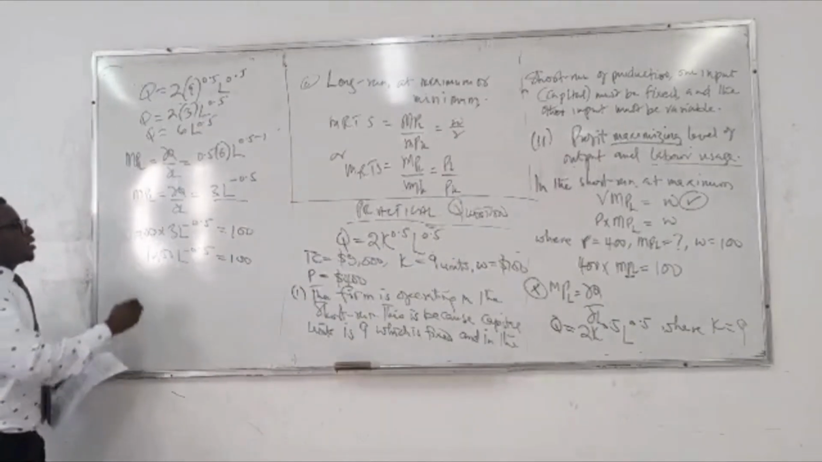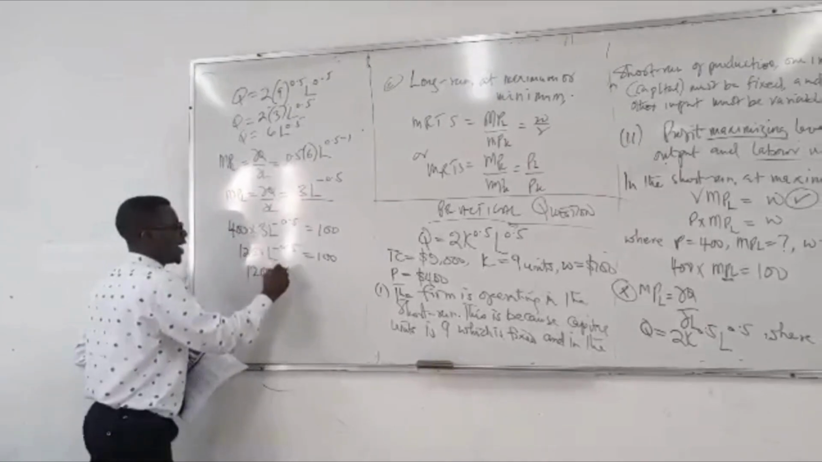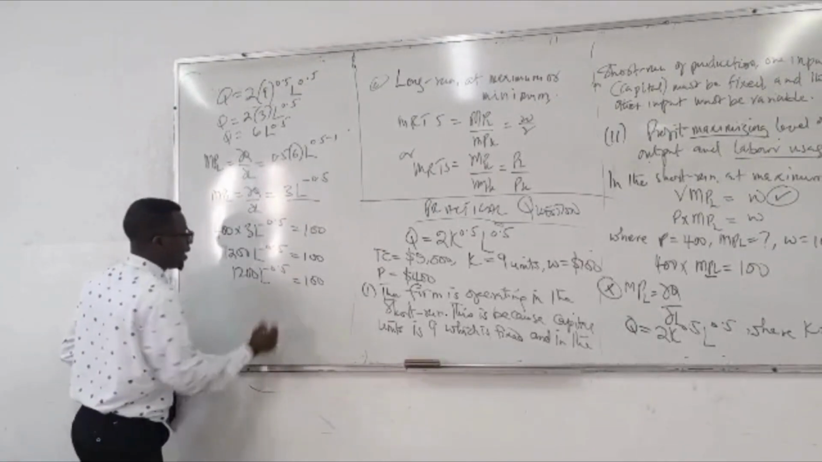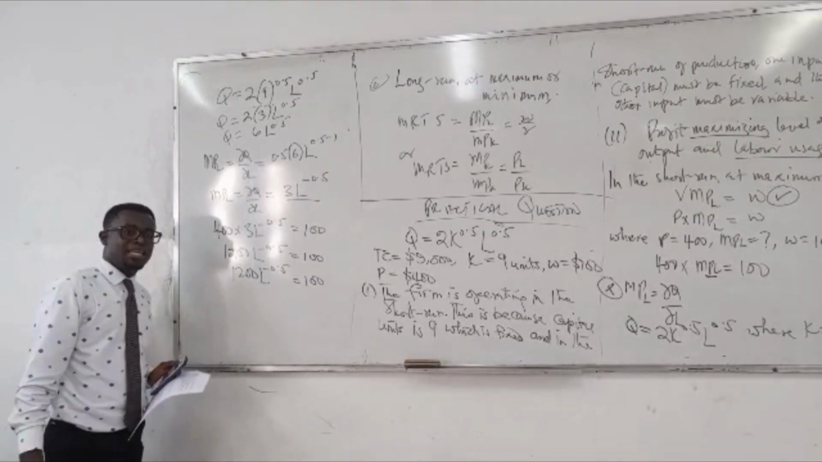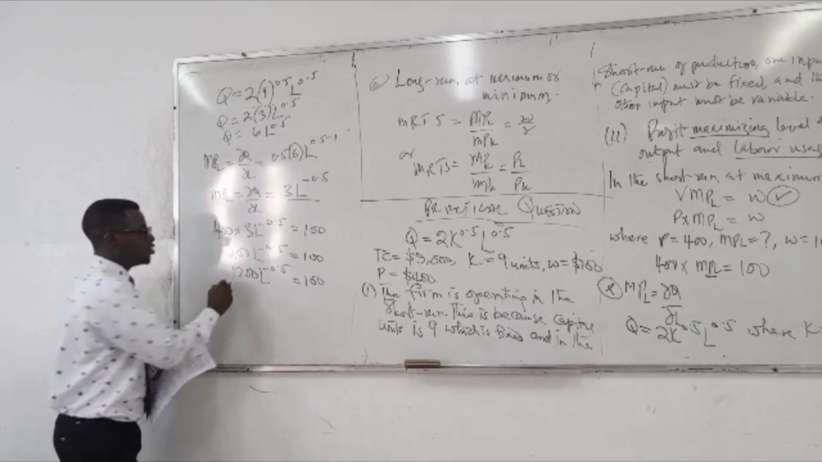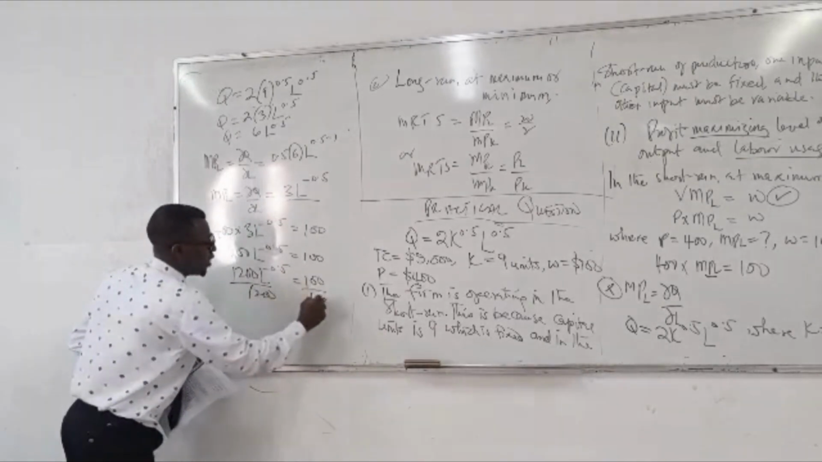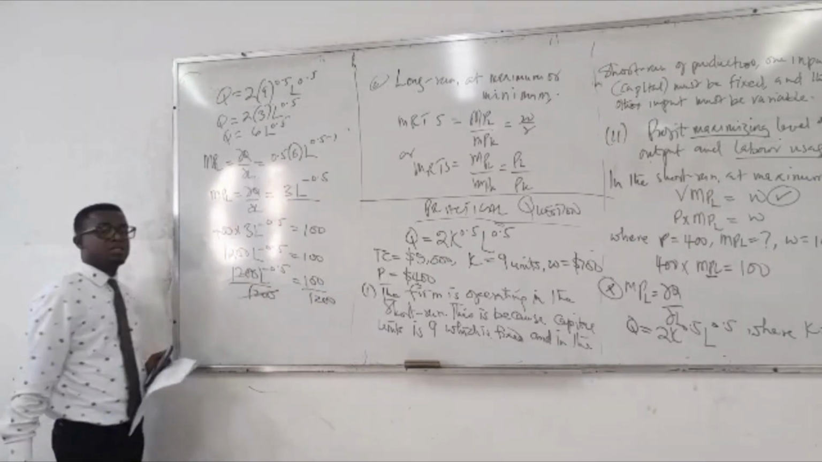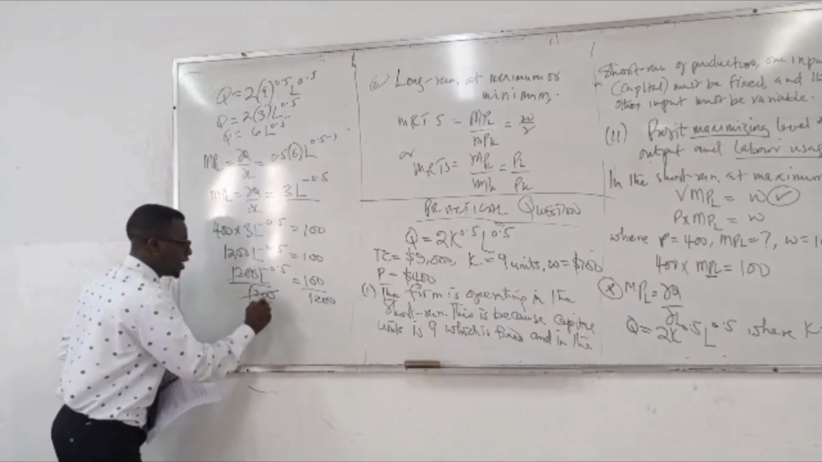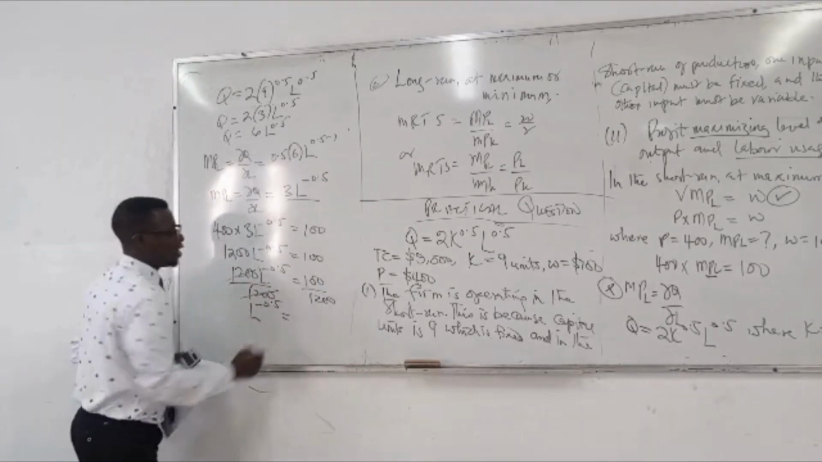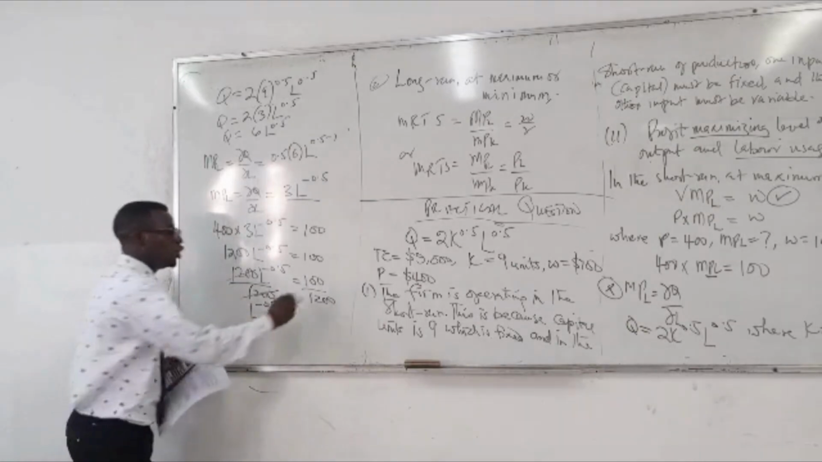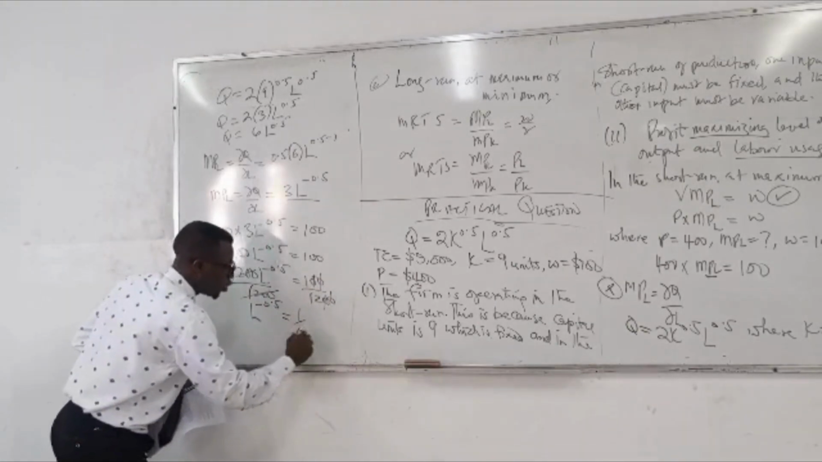Now, what do we do next? Since I'm solving for L, and L is being multiplied by 1,200 with an exponent of negative 0.5, I have to divide both sides by 1,200 to get rid of the coefficient. So L^-0.5 equals 100 over 1,200, which gives me 1 over 12.